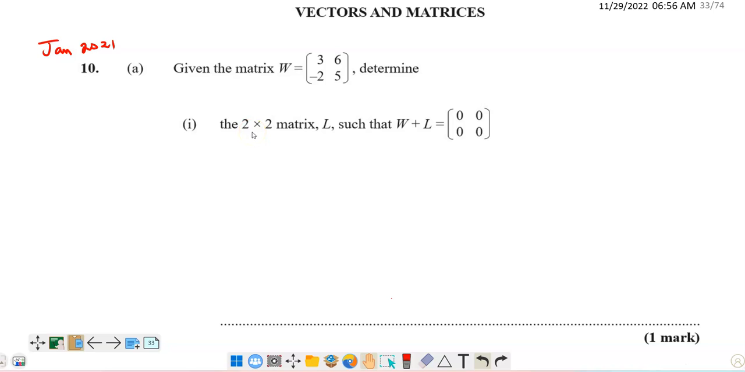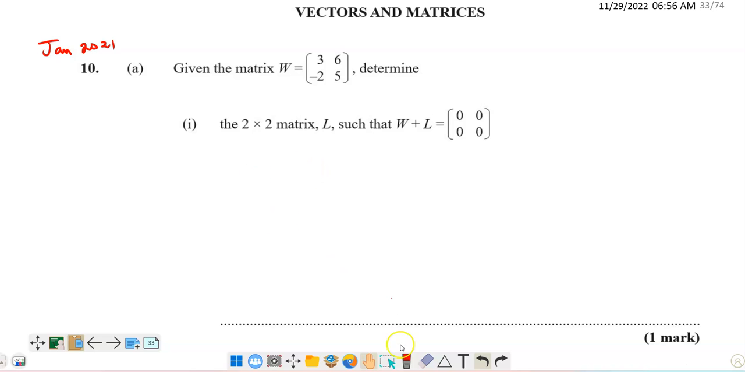In this section, we're going to look at question 10 from the January 2021 CSEC Mathematics past paper. So here you have the matrix W as 3, 6, minus 2, 5, and you're asked to determine the 2 by 2 matrix L such that W plus L equals 0, 0, 0, 0.